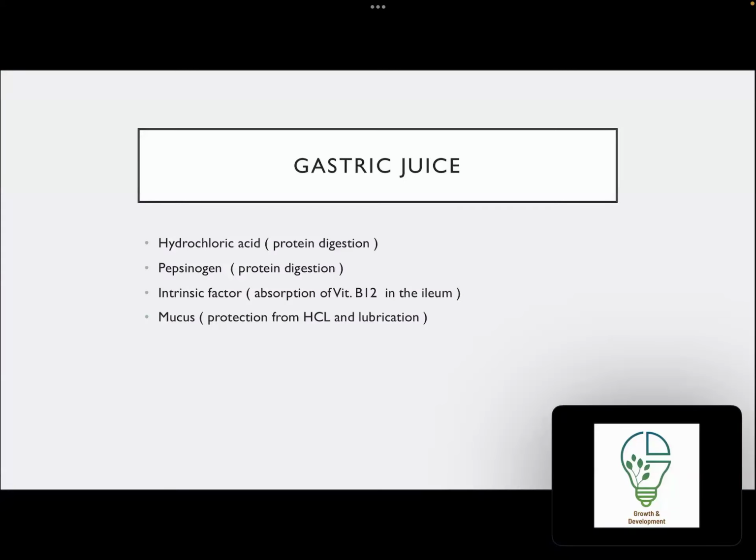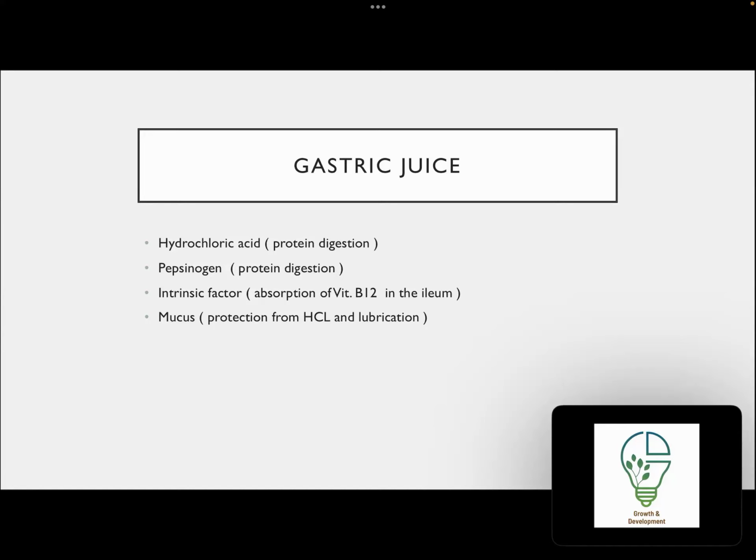Okay, so the first thing that we have is the gastric juice, right? It consists of four things: hydrochloric acid, HCl, and this is used for protein digestion. You have pepsinogen, which is also used for protein digestion. You have an intrinsic factor, which helps in the absorption of vitamin B12 in the ileum. And you have mucus, which protects the mucosa of the stomach from the HCl and lubricates it, prevents ulcers.